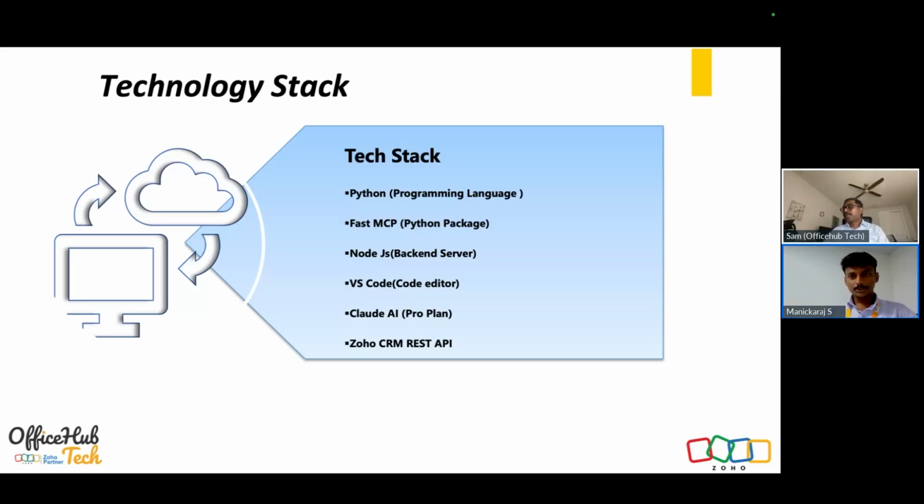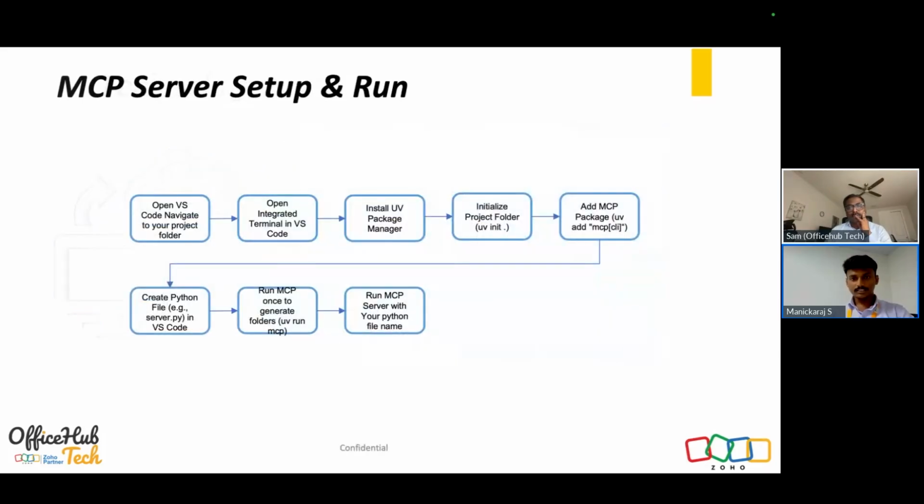What technology did I use to build this MCP server? First, I'm using Python, a programming language that is powerful. Then the FastMCP package, a Python package, and Node.js as a backend server. It connects Claude and MCP in VS Code, the Visual Studio editor, where I write all the functions. Also the Claude AI Pro Plan and the Zoho CRM REST API. These are all the tools I connect to the MCP server.